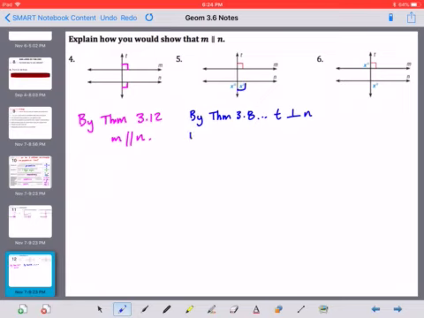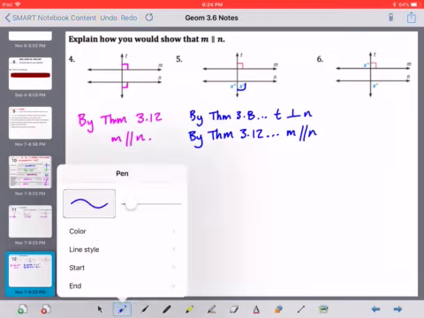Then we can use that same theorem as last time. Since that line T is perpendicular to M and N, so the two lines are perpendicular to the same line, those two lines would have to be parallel.